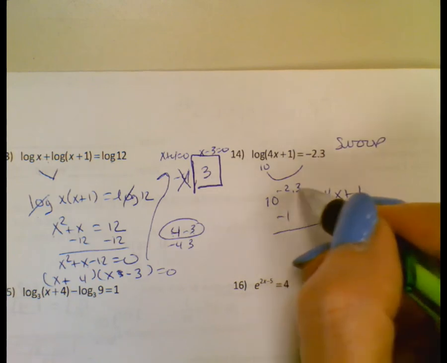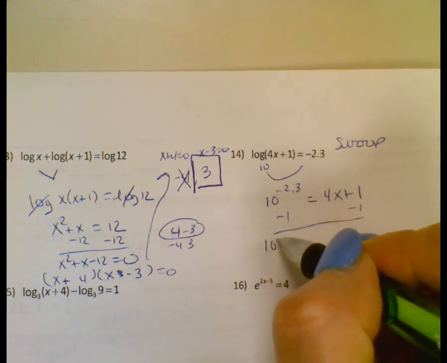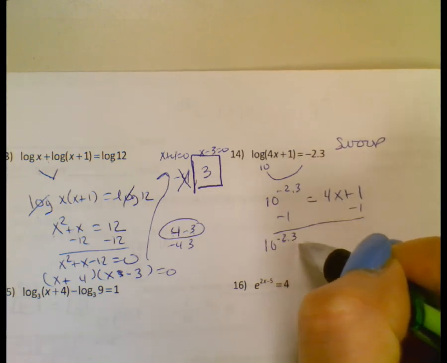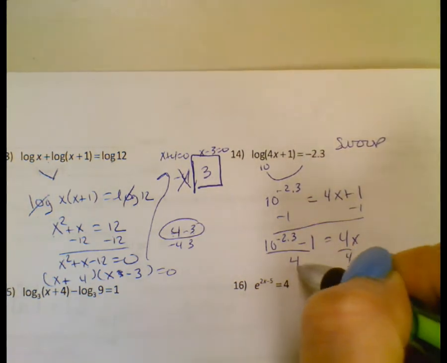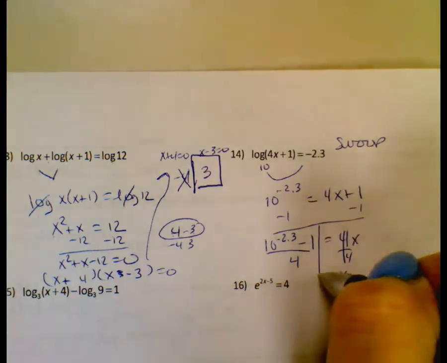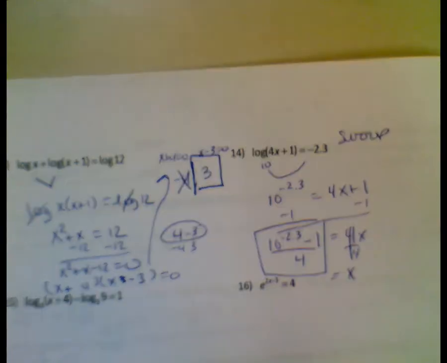I'll put this thing right here in the calculator at the end. So we have negative 10 to the negative 2.3 minus 1 equals 4x. Then we're going to divide by 4. So x equals all of this. So let's punch that in.